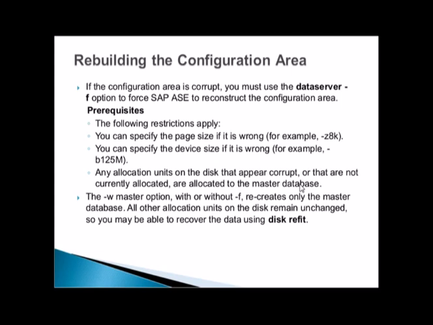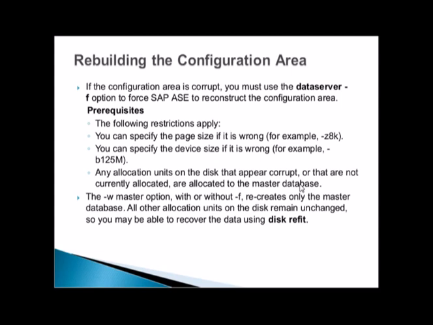Rebuilding the configuration area. If the configuration area is corrupt, then you must use the dataserver -f option to force SAP ASE to reconstruct the configuration area. The prerequisites are the following restrictions. You can specify the page size if it is wrong, for example, -z 8K. You can specify the device size if it is wrong, for example, -b 125M.